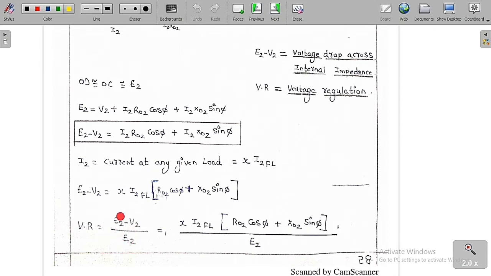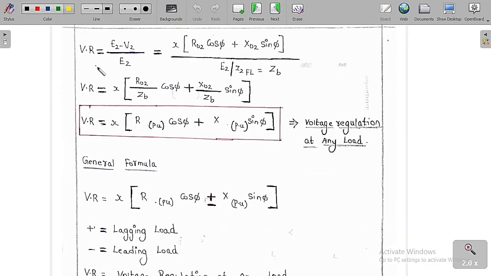So this is called the voltage drop across the internal impedance by the no load voltage E2, which is equal to, as we know, E2 minus V2 is equal to X into I2 FL into R0 of 2 cos phi plus X0 of 2 sin phi by E2. So voltage regulation is equal to E2 minus V2 by E2. So now I am going to take this E2 by I2 FL downward. So we are going to get it like this: X into R0 of 2 cos phi plus X0 of 2 into sin phi by E2 by I2 FL.